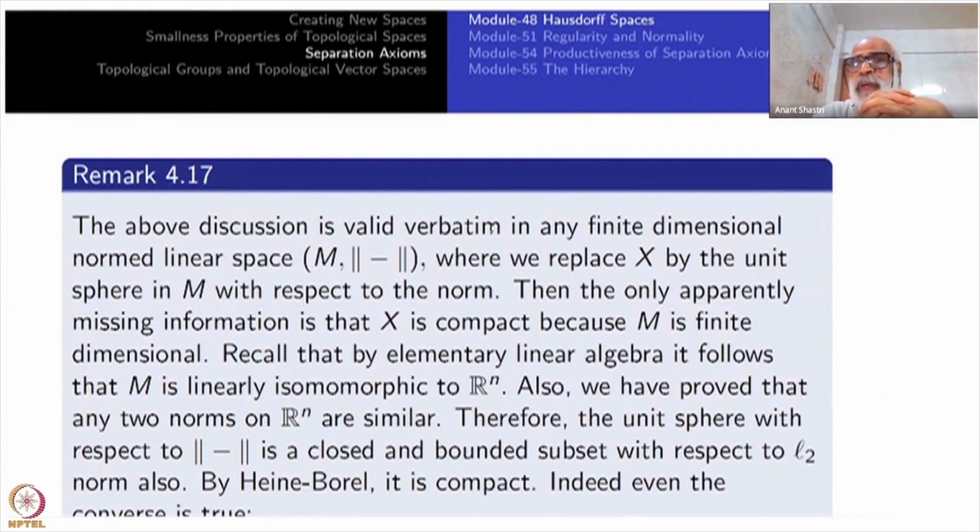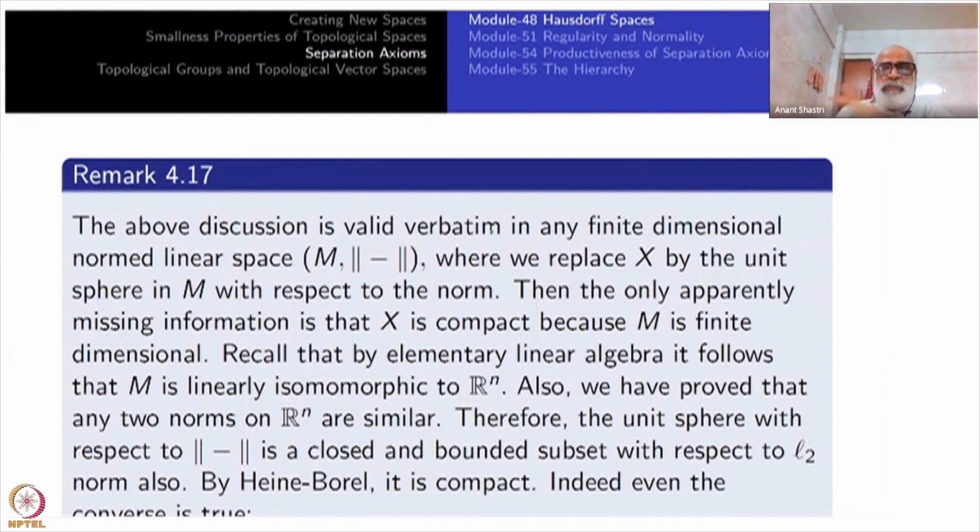What is the missing part? The only missing part is perhaps why X is compact. X is what? Unit sphere. Why X is compact? Because, okay, M is finite dimensional. We want to say that X is compact.